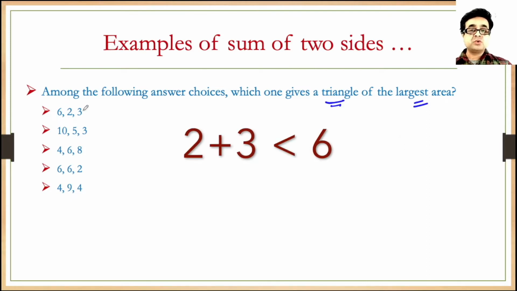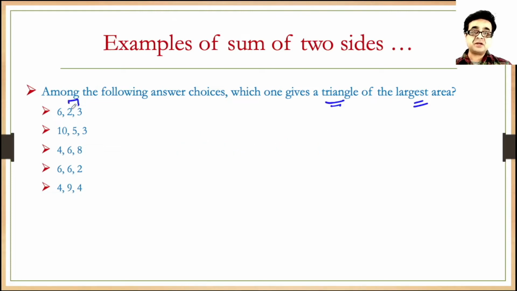So 6, 2, 3. This is not a triangle. Why? Because the sum of two sides has to be greater than the third side in a triangle. And here, 2 plus 3, which is 5, is less than 6. So it is less than the third side, and this is not a triangle. Similarly, 5 plus 3, which is 8, is less than 10. This is not a triangle.